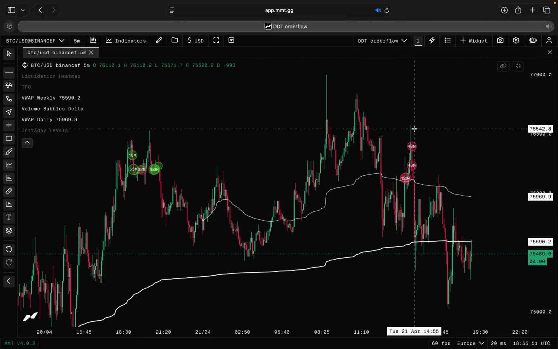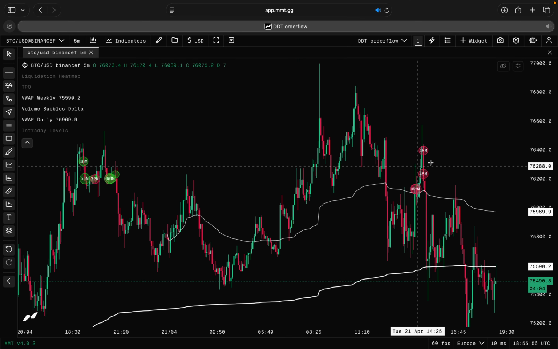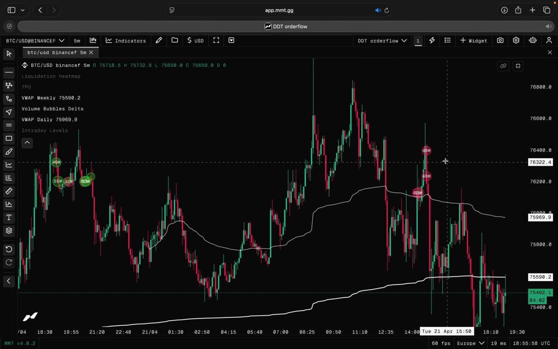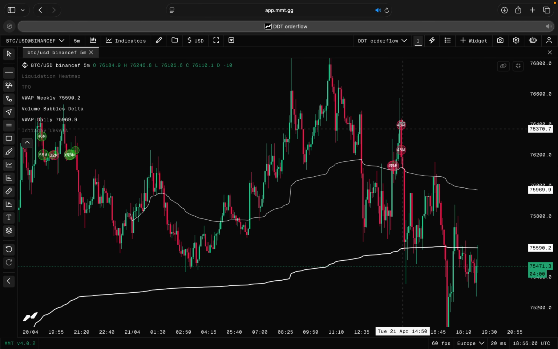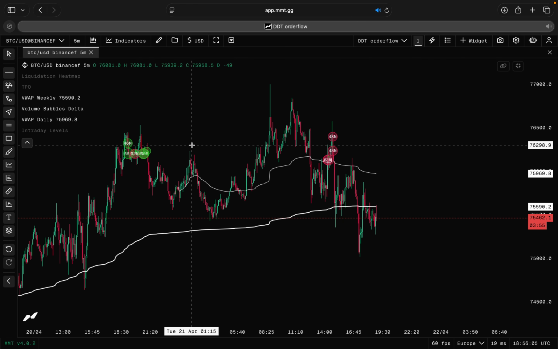Then ask yourself, who is this? Is this a market maker likely, or is this retail shorting all of a sudden? This is probably a market maker who probably already was shorting it here as well.